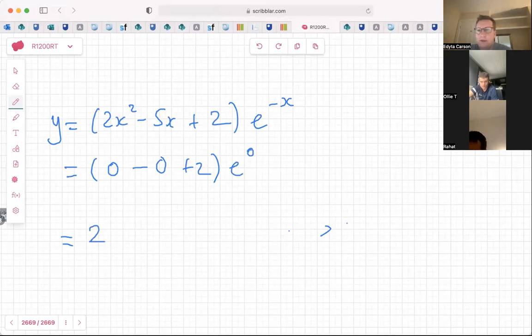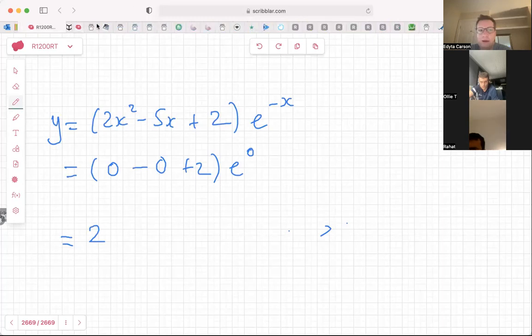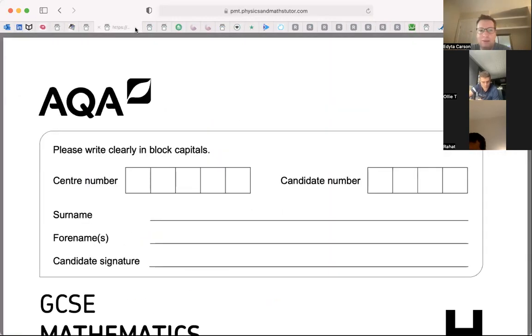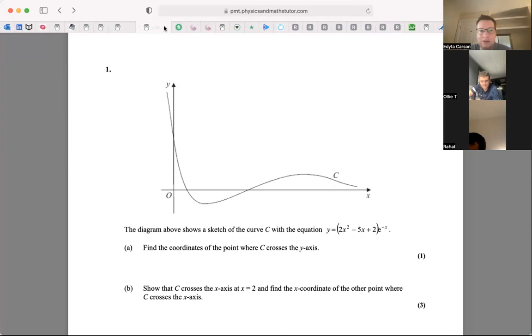Yep, straightforward. So, sorry, what was the name of this rule? The chain rule? We haven't done anything yet. We haven't done rules. We're going to do the product rule. But all we've done so far is establish where it crosses the y-axis. That's all we're doing so far. Straightforward. Quite a straightforward intro to this question. Where does it cross the y-axis? 2.